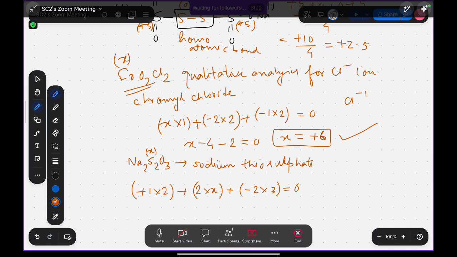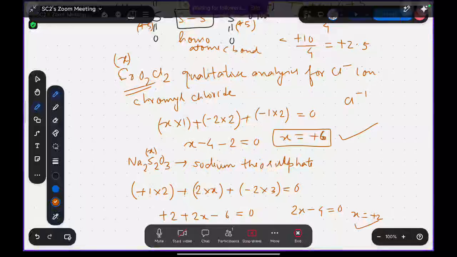Let's check whether the oxidation state is within the range of sulfur. +2 plus 2x minus 6 is equal to 0. So 2x minus 4 is equal to 0. So x comes to be +2, which is possible. As we know, the maximum oxidation state possible for sulfur is +6. In sodium thiosulfate, it comes to be +2, which is possible.